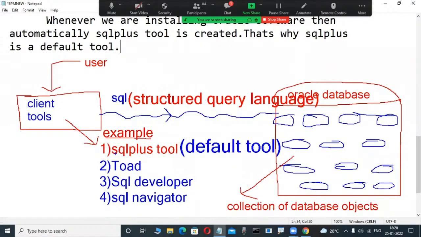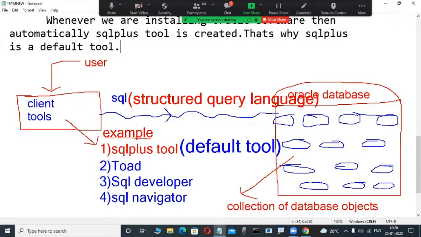But in our class, if anybody installs Oracle, the SQL Plus tool is available. Toad, SQL Developer and SQL Navigator are not available. If you want to interact through these three tools, you have to download them. These three are also called GUI tools.